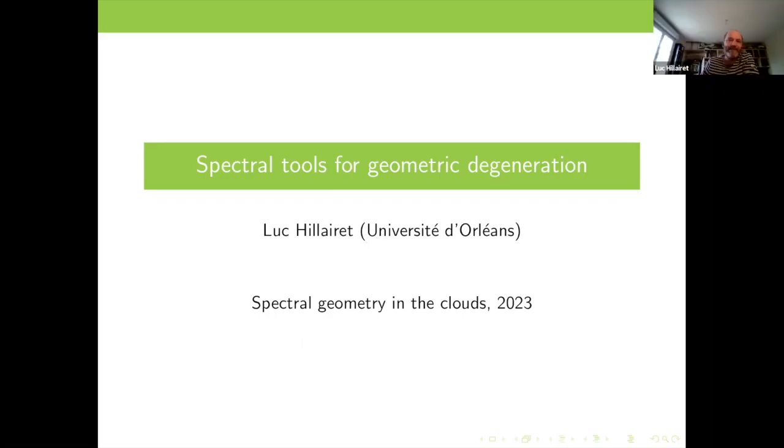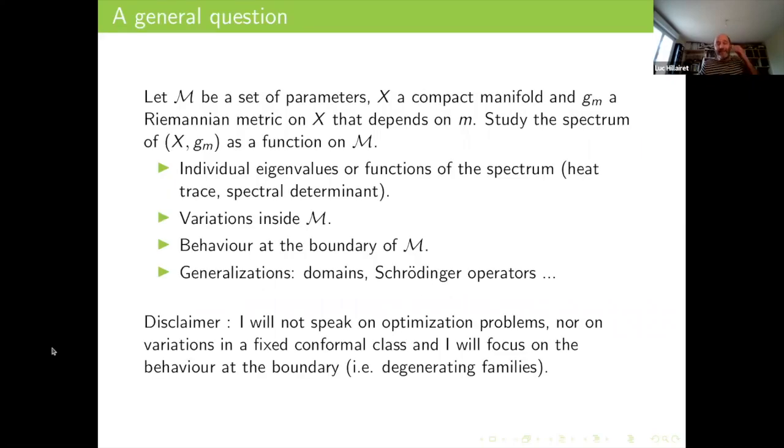Thanks, Laura, and thanks to the organizers for inviting me to give this talk. So I will start by presenting a very general question. This is a spectral geometry seminar, so I assume that this is one of the questions that everybody studies.